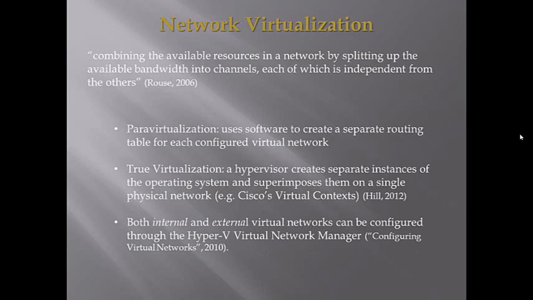Network virtualization is combining the available resources in a network by splitting up the available bandwidth into channels, each of which is independent from the others. There are two types of network virtualization. Para-virtualization uses software to create a separate routing table for each configured virtual network. This is what happens when you configure a VLAN. True virtualization occurs when a hypervisor creates separate instances of the operating system and superimposes them on a single physical network. An example of this would be Cisco's virtual contexts. In a Windows Server 2008 environment, both internal and external virtual networks can be configured through the Hyper-V Virtual Network Manager.